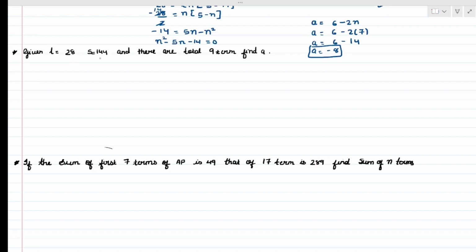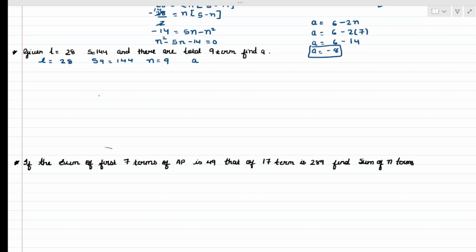Okay, moving on to the last two sums of our video, in which the first given things are L equals 28, S equals 144 and there are total 9 terms. That means you are given n over here. 9 terms means they have already given you how many terms are there in the AP. So write down the values: L equals 28, S9 equals 144, n equals 9, and you need to find out your value of A.